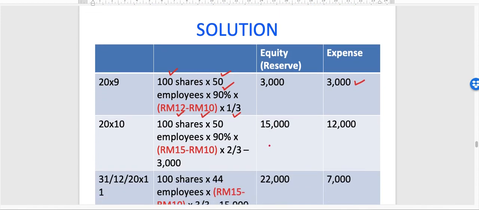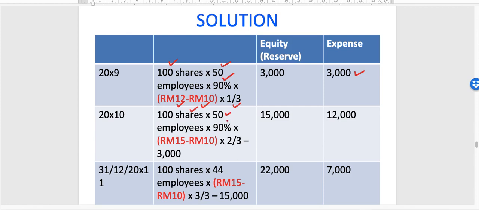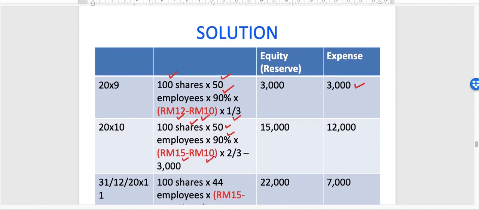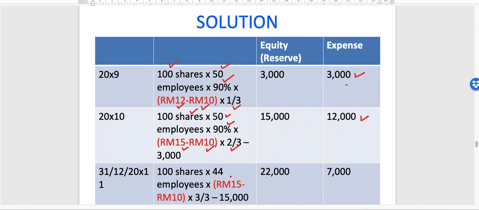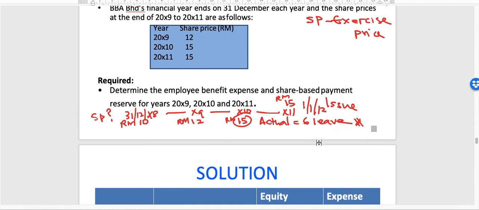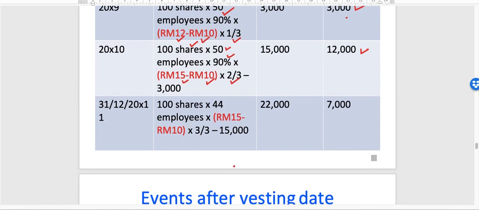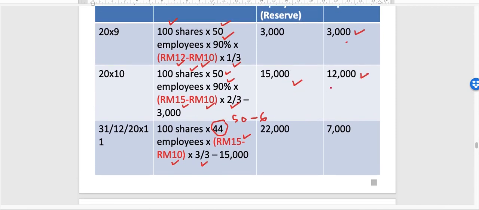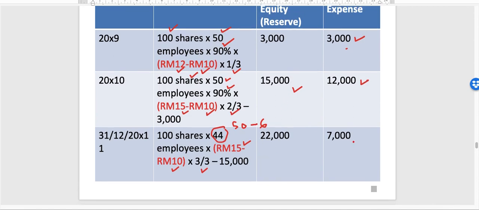So you get 3,000. The second year, 100 shares given to 50 employees times with 90% times with the share price in year 10, 15 minus the exercise price, times the second year portion minus the first year expenses. So you get 12,000. In the third year you identify the actual employees who left the company, 6, so 50 minus 6 you have 44. Okay, left with 44 employees, and the price in year 11 minus the exercise price and the third year portion, and minus the previous expenses, previous reserve. So you get 7,000.